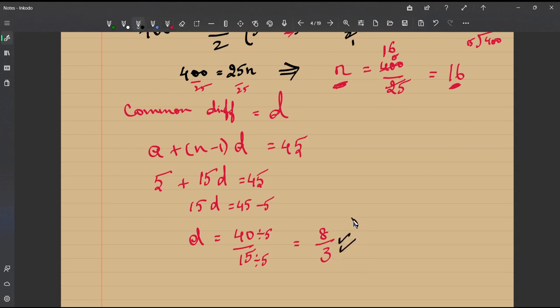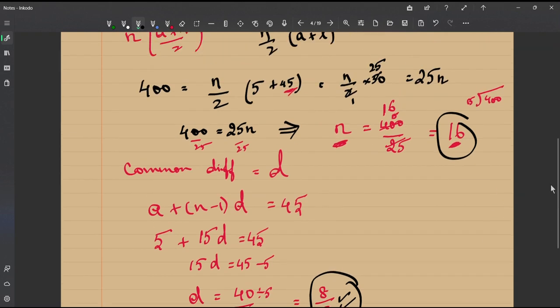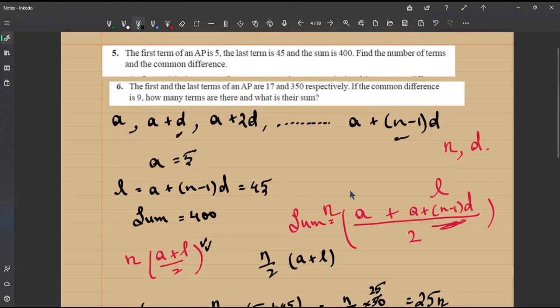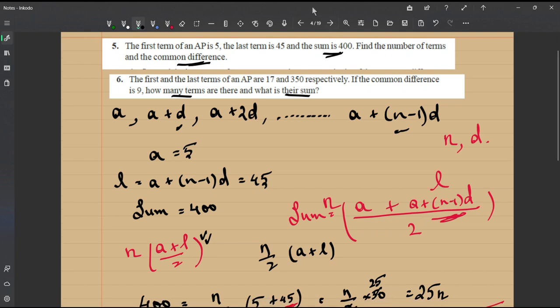So we have found both the common difference and the number of terms, which was our question before. Now for the second question. The first and the last terms of an AP are given, just like before, 17 and 350. If the common difference is 9, now in this problem the common difference is given, the sum is not given. We'll have to find the number of terms as before, and we'll also have to find the sum. So now let's do this. It's almost a similar sum.